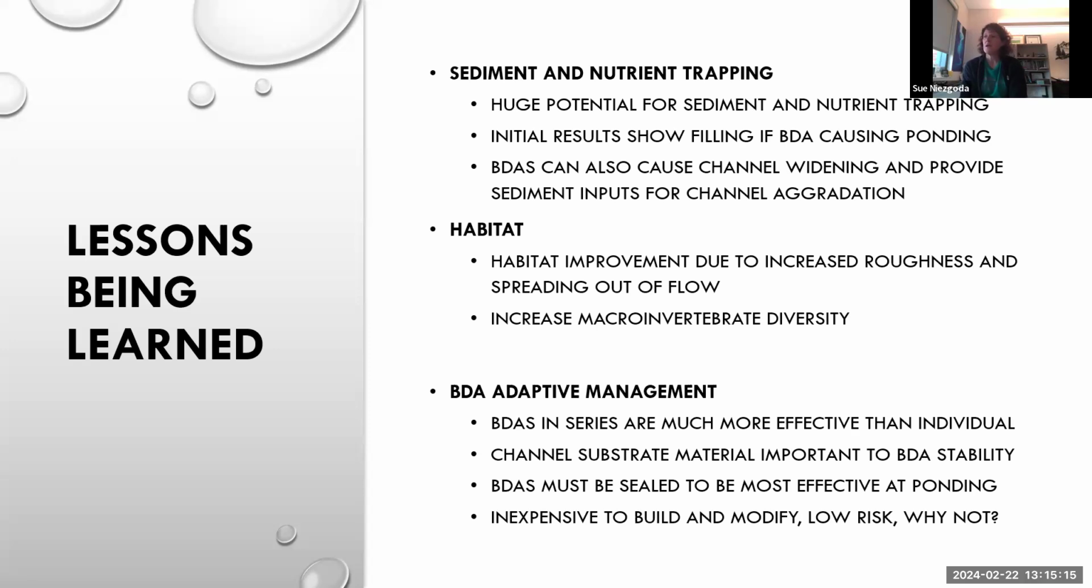BDAs must be sealed, ideally, to get the ponding. And overall, they're inexpensive to build and modify, and they're fairly low risk. Now, you do have to think about infrastructure around. If you're putting these in upstream of, say, a culvert, and they do fail, you're inputting that wood into the system, which can go downstream and clog that culvert, right? So there still is some risk involved that you want to think about as you're designing these.